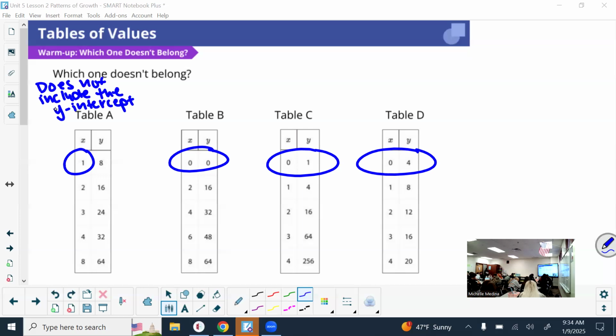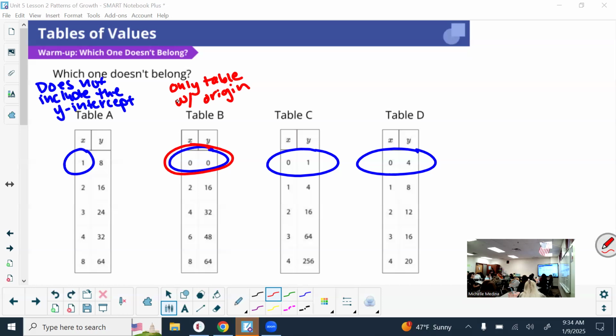Table B, Avery, I believe you chose that one as not belonging. What was your reason? Okay, so this one is the only one that has both X and Y starting at 0. What feature of the graph would that be, class? The origin. So table B is the only one that has the origin. Only table with the origin being 0, 0.